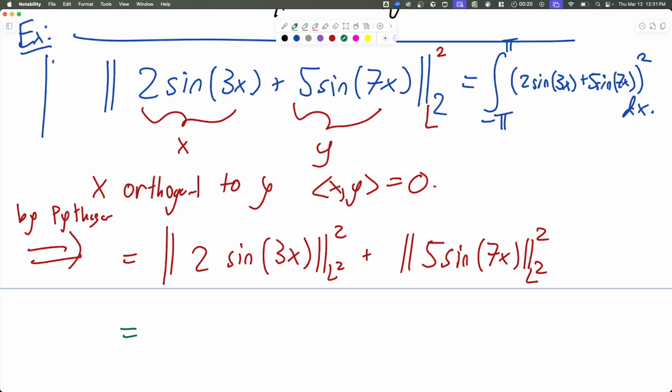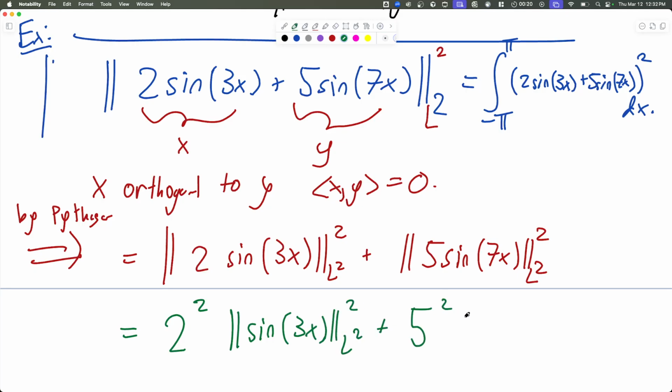Yeah. Well, you can take out the 2, the coefficient. So the 2 becomes a 2 squared, and then you just have the sine of 3x in L2 squared. And then you can also take out the 5, so that becomes a 5 squared, and you have the sine of 7x in L2 squared. So that's one nice thing. That's scaling, right?